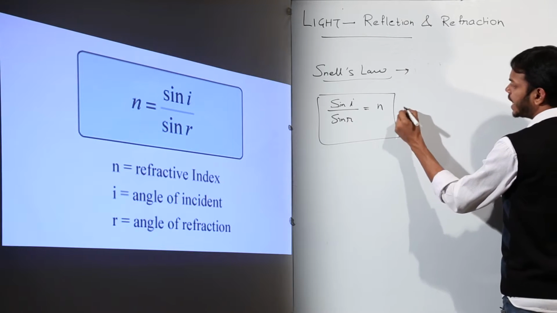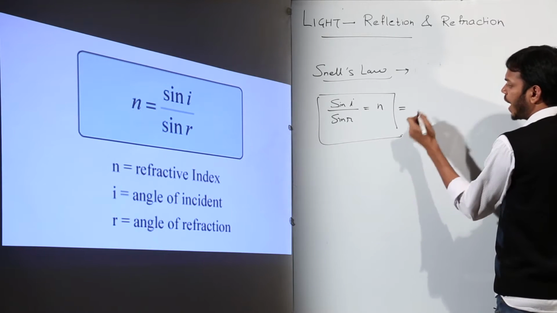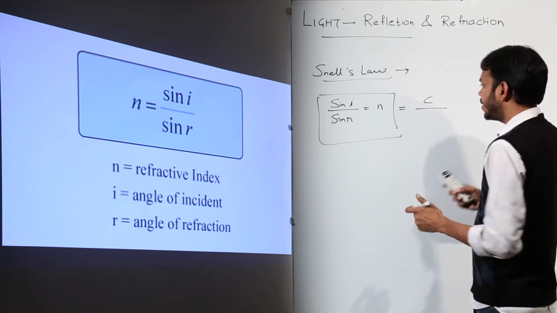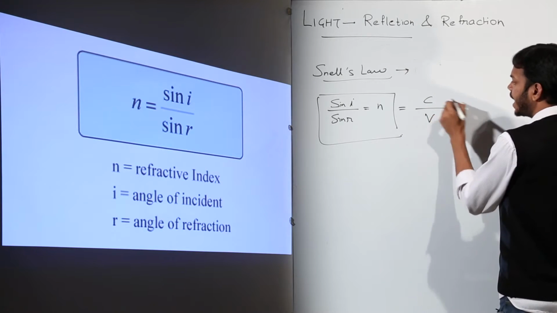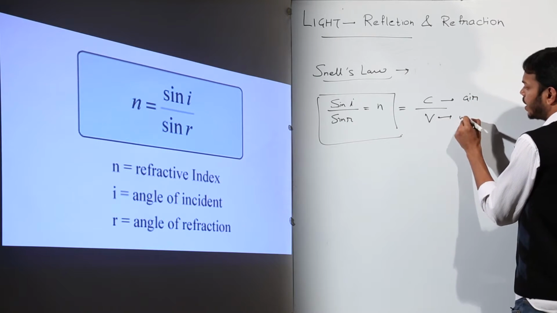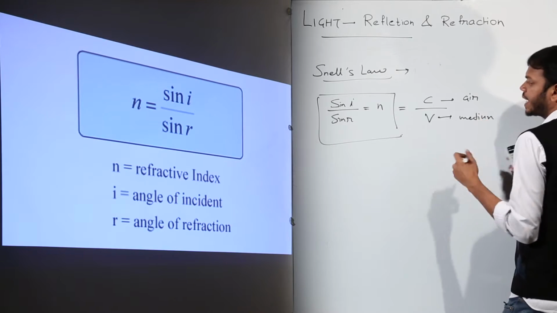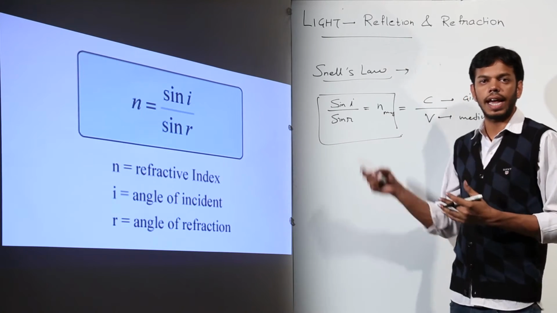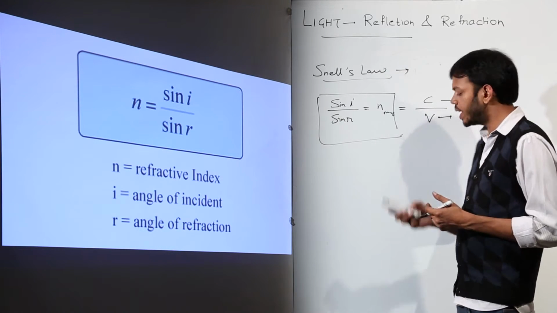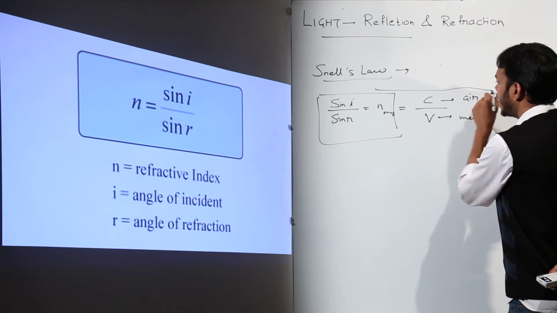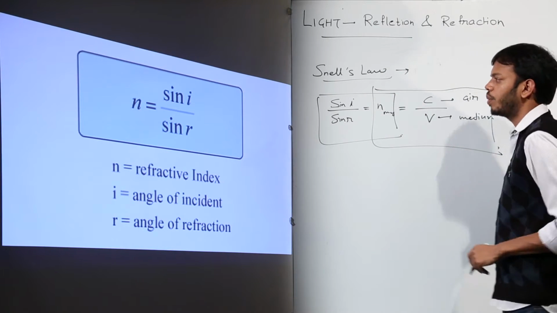So refractive index is also defined by this formula: the ratio of the speed of light in air to the speed of light in that particular medium where light is entering, right? This is the refractive index of a medium. So, two definitions: sin I upon sin R, or the refractive index is denoted by the speed of light in air upon the speed of light in that particular medium. This is the second formula.